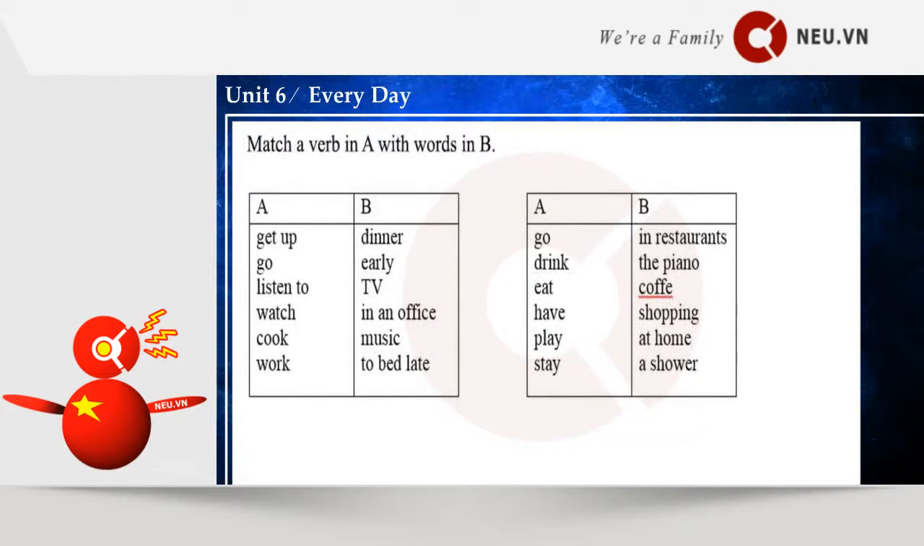Tape script 6.14. Words that go together. Get up early. Go to bed late. Listen to music. Watch TV. Cook dinner. Work in an office. Go shopping. Drink coffee. Eat in restaurants. Have a shower. Play the piano. Stay at home.